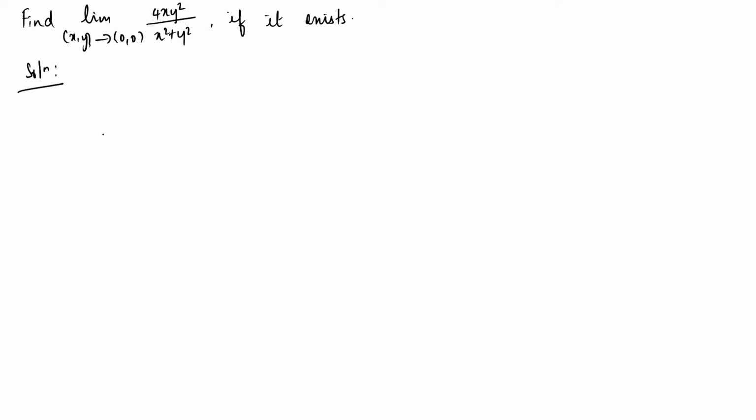So the problem is, find the limit as (x, y) approaches (0, 0) of the function 4xy squared upon x squared plus y squared. They are asked to find this limit if it exists. So there is no guarantee that the limit must exist. If it exists, find what the limit is. Do you have any idea of calculating this? Till now, what we have done, can you extend the same idea to this? Any one of you?